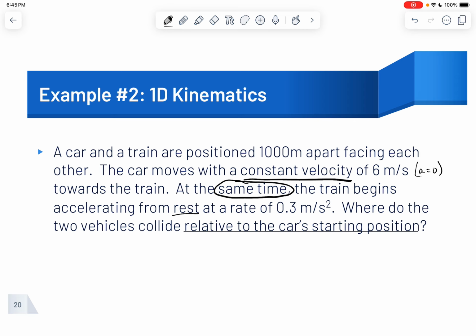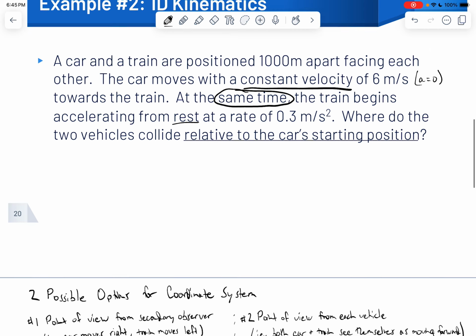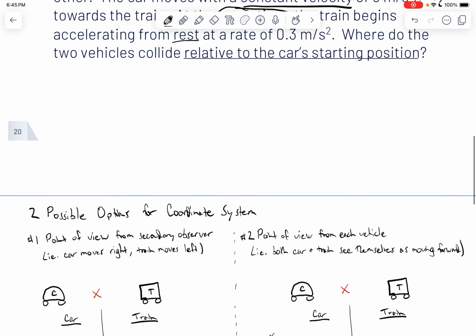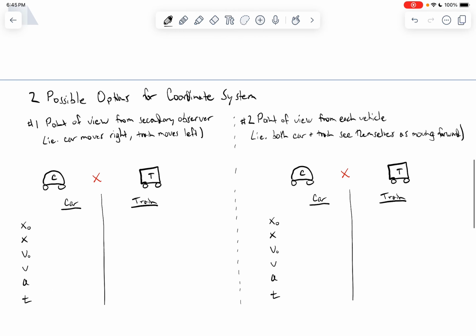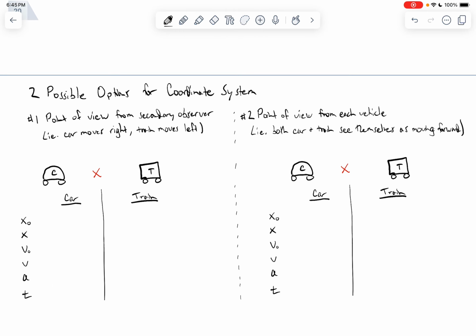So now that we have our scenario, first thing we have to do is come up with our coordinate system. And for this, just like many kinematic problems we'll see throughout the year, we really have a couple different ways that we can define our coordinate system. We'll go through what the two options look like, how we can set up our tables, but we'll only actually use one coordinate system to solve through the kinematic problem.